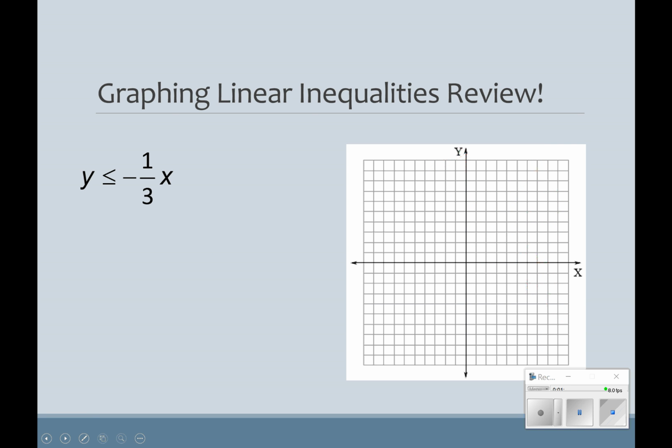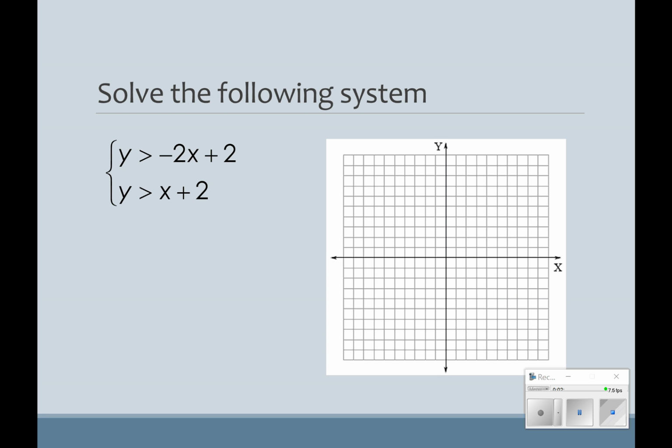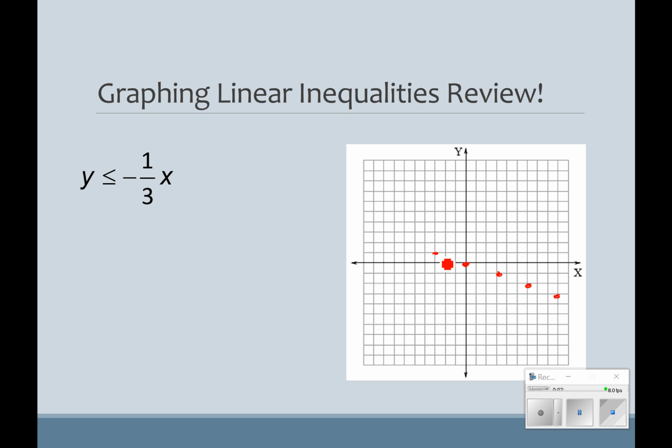y is less than or equal to negative 1/3 x. We don't have a b, so in math that's (0, 0). The negative 1/3, go down 1 and over 3. This time, because it is less than or equal to, we're going to have a solid line. Didn't quite make it solid. There you go. So anything on the line is part of the solution set. It's less than, so it's going to be inside the house or below the roof line.